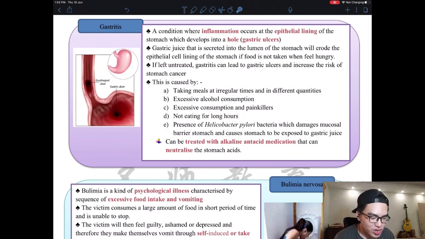All right, so it can be treated with alkaline and antacid medication. This antacid is mostly like a band-aid thing. It's like a temporary solution. You need to find out the root cause of your gastric.